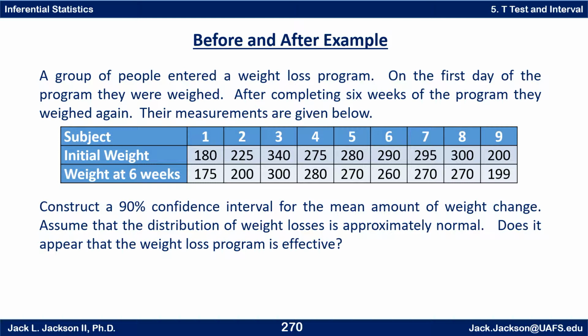So let's construct a 90% confidence interval for the mean amount of weight change. Assume the distribution of weight loss is approximately normal, so a sample of size 9 is going to be enough to satisfy our normality requirement for the distribution of sample means. And the question is, does it appear the weight loss program is effective? And how much weight are they losing on average?